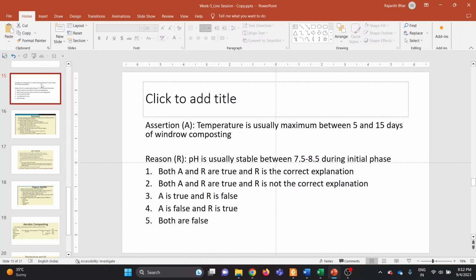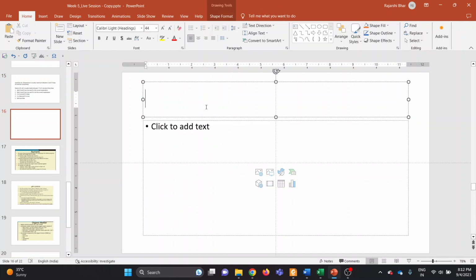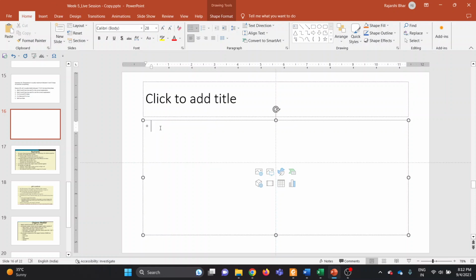Then moving on to the final question of the day. It is also an assertion and reasoning based question. So A is for assertion.